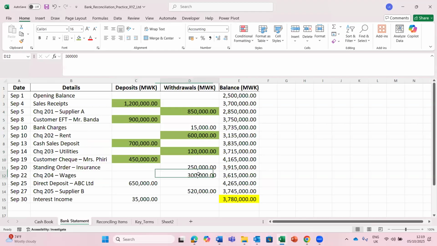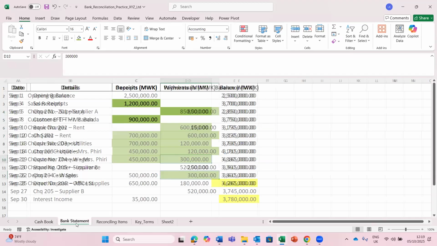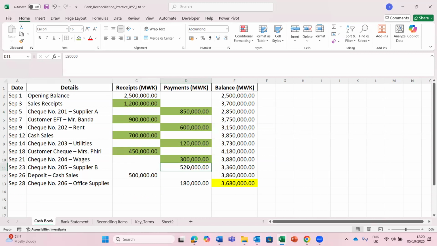204, 300,000. Yes. And also here there's 300,000. And then we have supplier B, check number 205, 520,000. Let's see. Yes, we have 520,000. And also there we have 520,000.